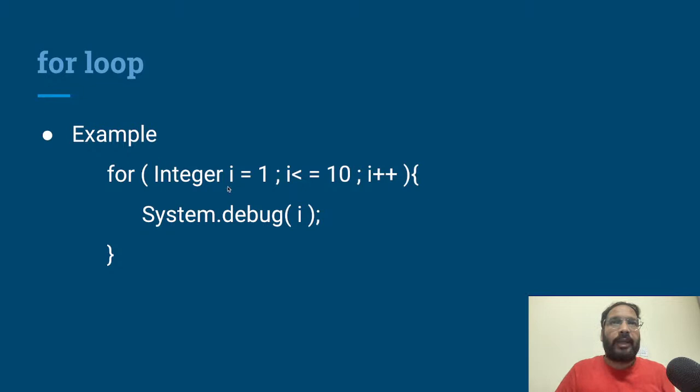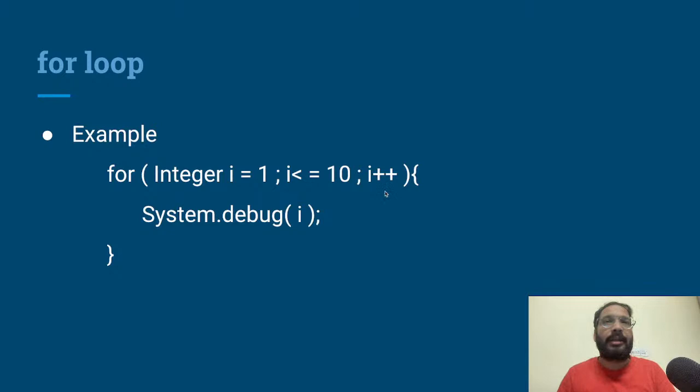So I is starting from 1. Condition is I less than equals to 10. So if I is less than equals to 10, then the loop will iterate. Otherwise it will be terminated. And I plus plus means I will be incremented by 1 every time.